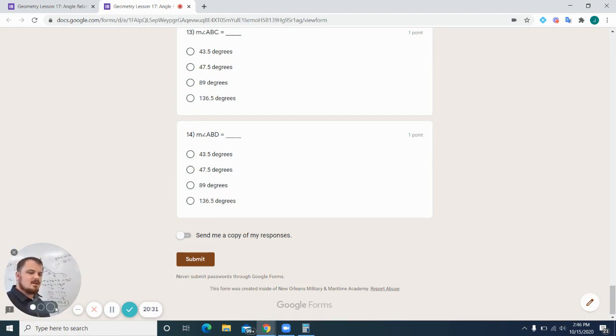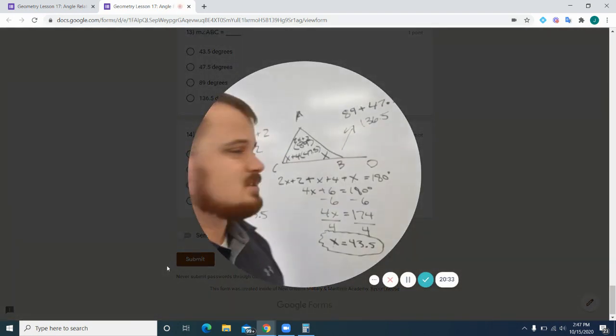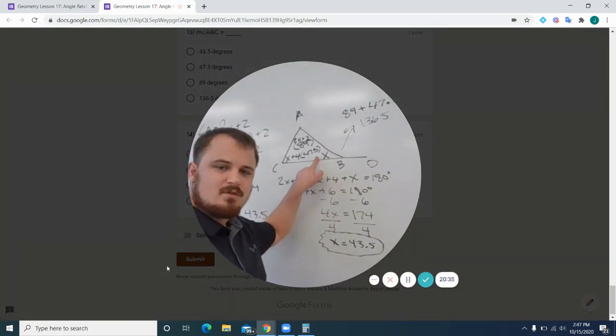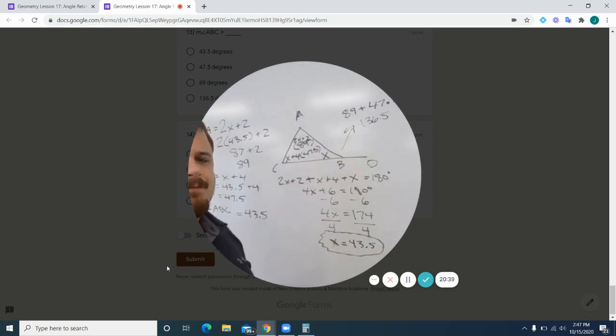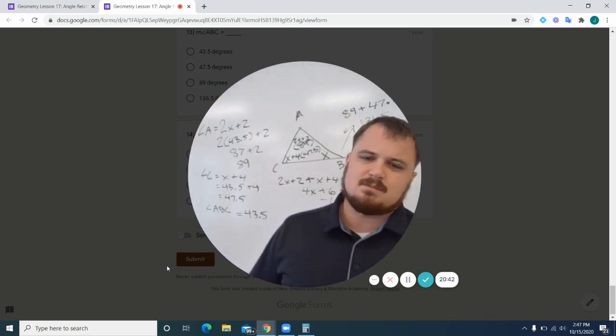One other thing you could have done, which is probably faster, is this: if you know that this is 43.5, then think to yourself, what's 180 minus 43.5? Like I said, there are normally multiple ways to do this, but that's how we do that.